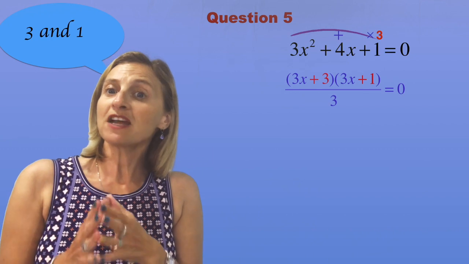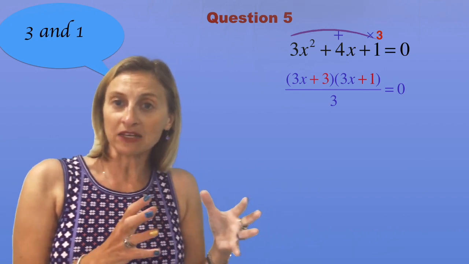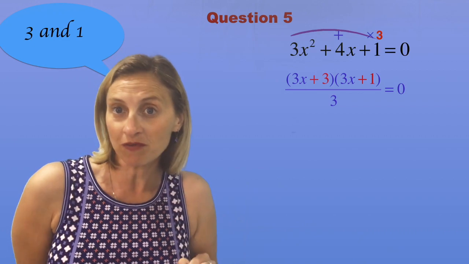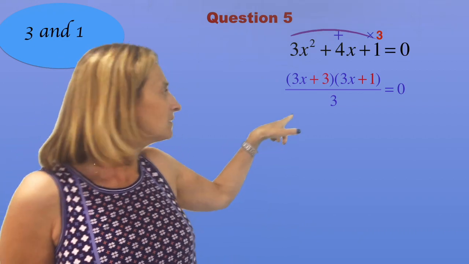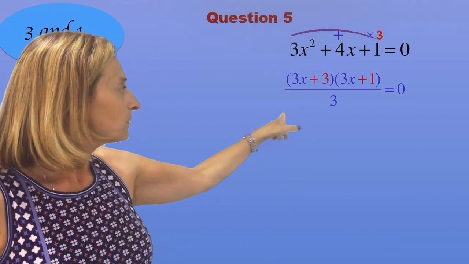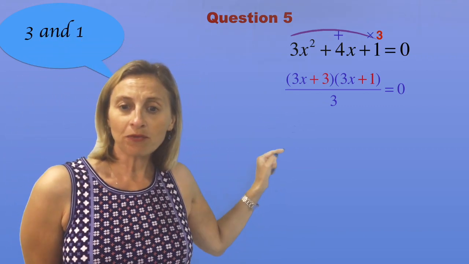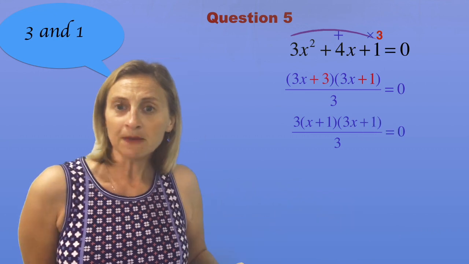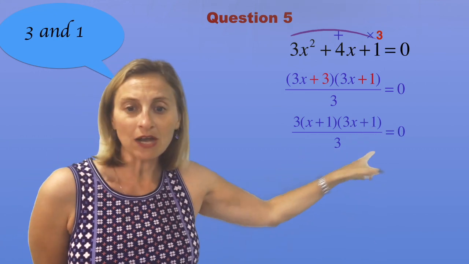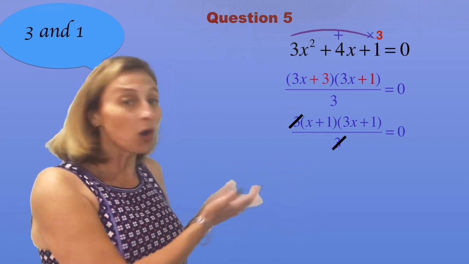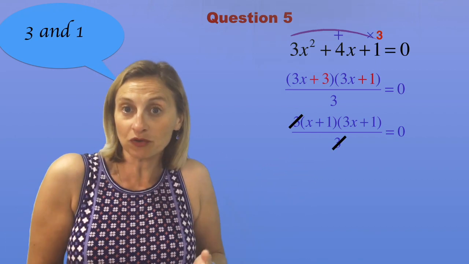Now remember, we need to factorise one or both of the brackets so that those 3's cancel. Here, I'm lucky I only have to factorise one of the brackets. And which one's that going to be? 3x plus 3, because it has a common factor of 3 in both. So I'm going to get 3 bracket x plus 1 bracket 3x plus 1 all over 3 equals 0. Of course, the 3's cancel. That was the whole point of doing it, remember, to cancel those 3's.